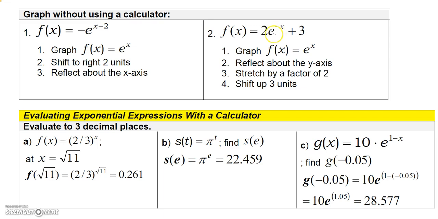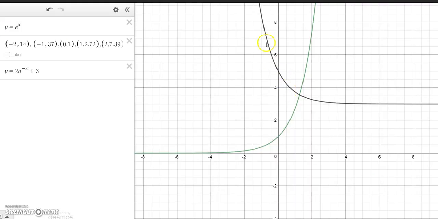Now if you wanted to graph this one, since you're replacing x with negative x, it would reflect the graph about the y-axis, and then the 2 stretches it by a factor of 2, and then the plus 3 would shift it up 3 units. So I'll go ahead and show you that. So here's the graph of the result, but let me show you how that graph comes about from this graph step by step.